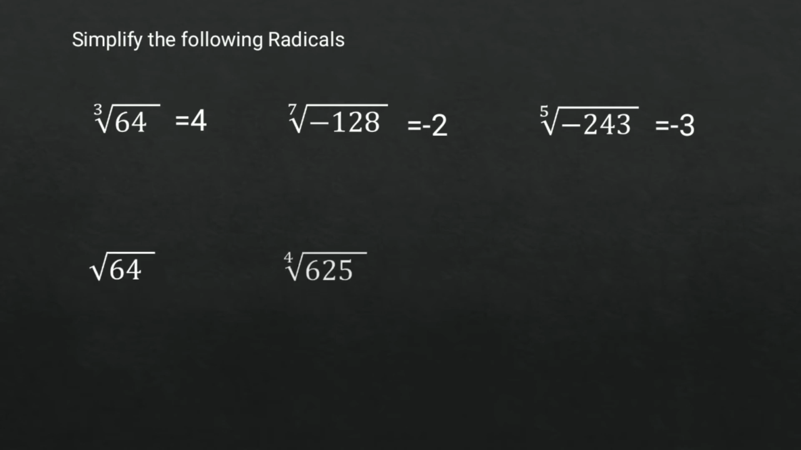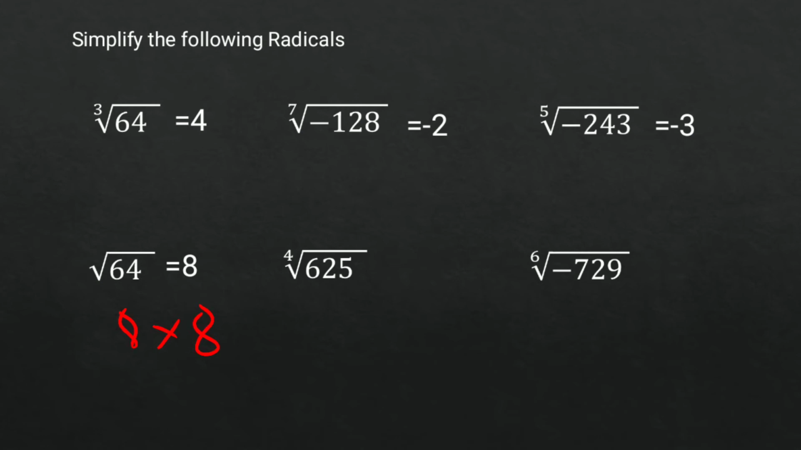For our last 3 examples, we have indices that are even numbers: 2, 4, and 6. For our fourth example, we have the square root of 64. The square root of 64 is 8 because 8 times 8 is 64. For our next example, we have the 4th root of 625. The answer is 5, because 5 raised to the power of 4 is 625.